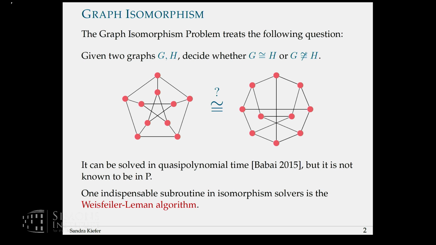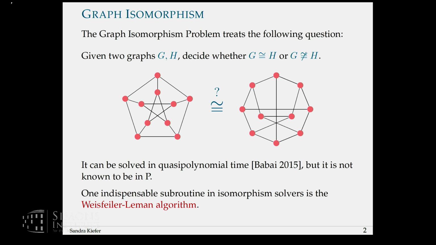In his breakthrough result from last year, Babai showed, after decades of research, that it can actually be solved in quasi-polynomial time. And in his proof, he heavily relies on a polylogarithmic dimensional variant of the Weisfeiler-Leman algorithm. So it's not only in his proof, but basically in all approaches, theoretical and practical approaches to tame graph isomorphism, a very indispensable subroutine.